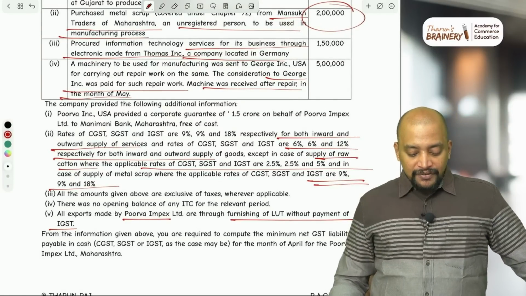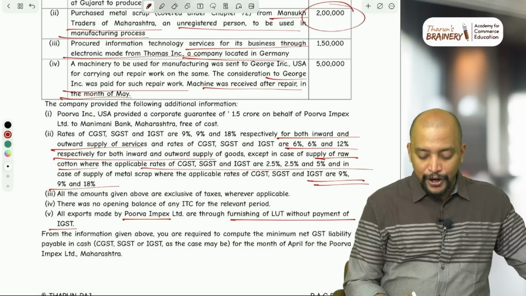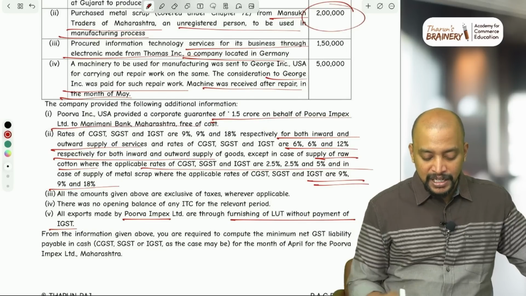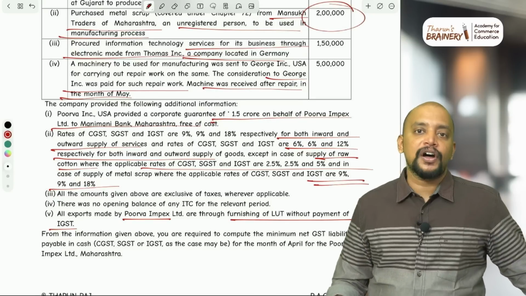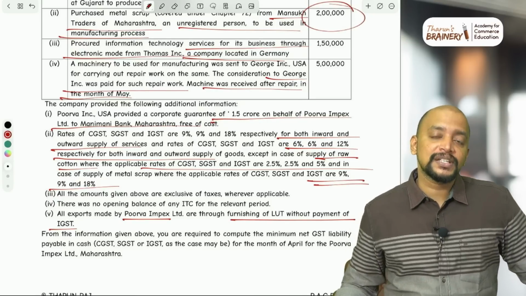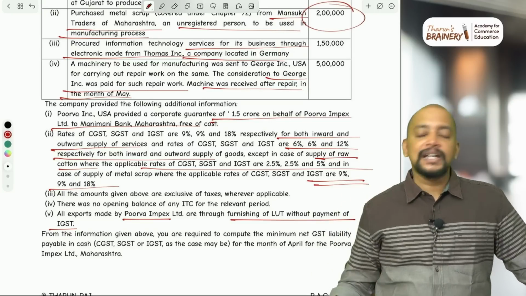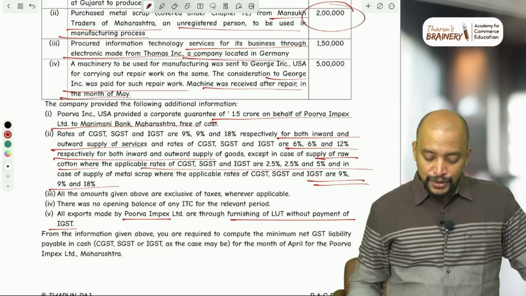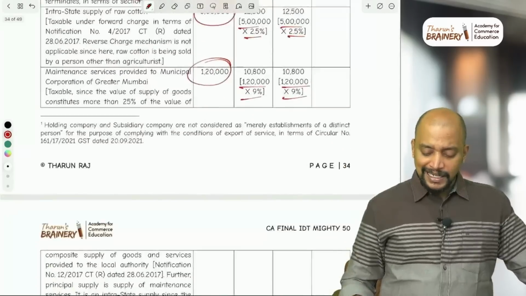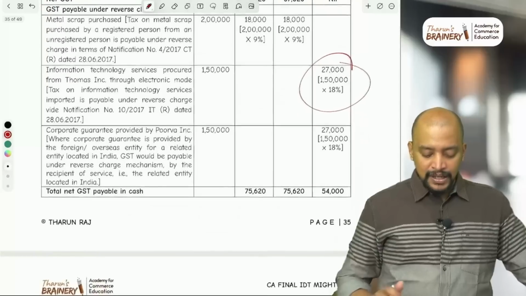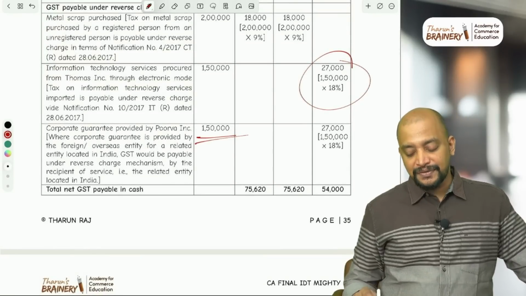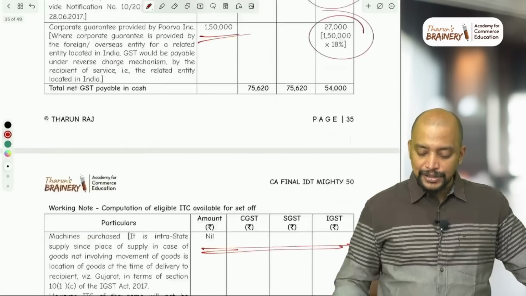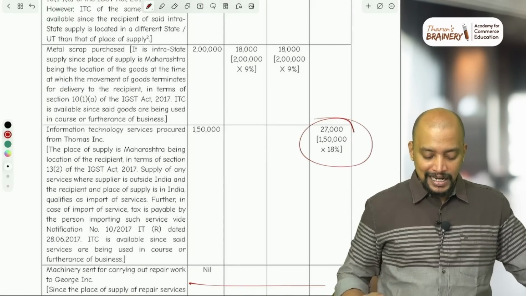The company provided the following information. Purva Incorporation USA provided a corporate guarantee of rupees 1.5 crore on behalf of Purva Impex Limited to Money Bank Maharashtra free of cost. So is Rule 28 sub-rule 2 applicable? Yes, because the recipient is in India, so it will be applicable, and it is moreover import of services. So 1.5 crores into 1% will be taken. You can see here, first RCM, corporate guarantee, 1.5 crores into 1%, 1,50,000 on which GST is paid. Moreover, this can be taken as ITC also, into 18%.